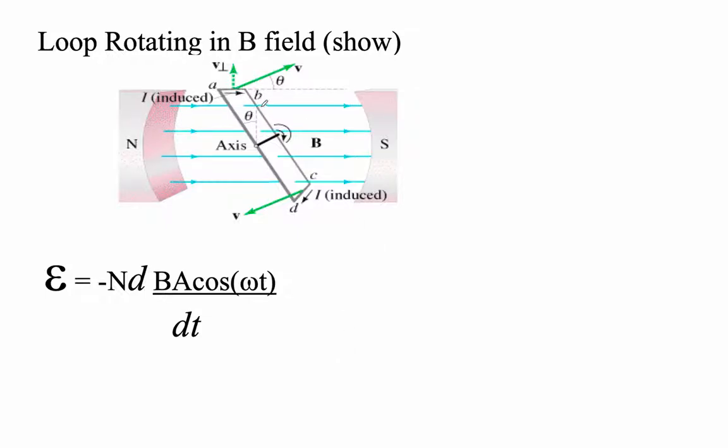This is a picture of an alternator. Basically, it's a spinning coil of wire in a magnetic field. They've drawn it here so that we can understand it. We'll look at how an actual alternator is designed.